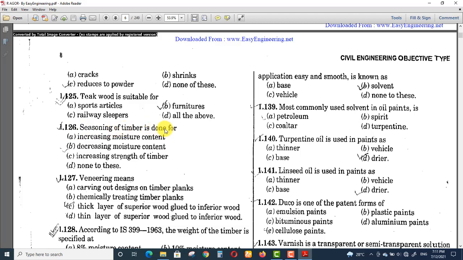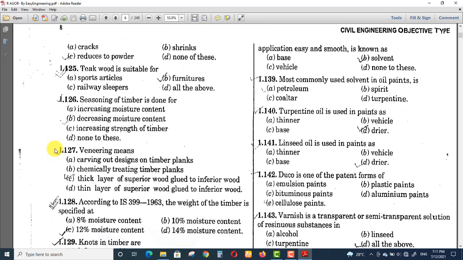Seasoning of timber is done. Again, it's related to seasoning. Why do we do seasoning? We do seasoning to reduce the moisture in the timber. So increasing moisture content, this is wrong. Decreasing moisture content, it's perfectly correct. Increasing strength of timber, it's wrong. None of these. So the right option is decreasing moisture content. Option B is correct.